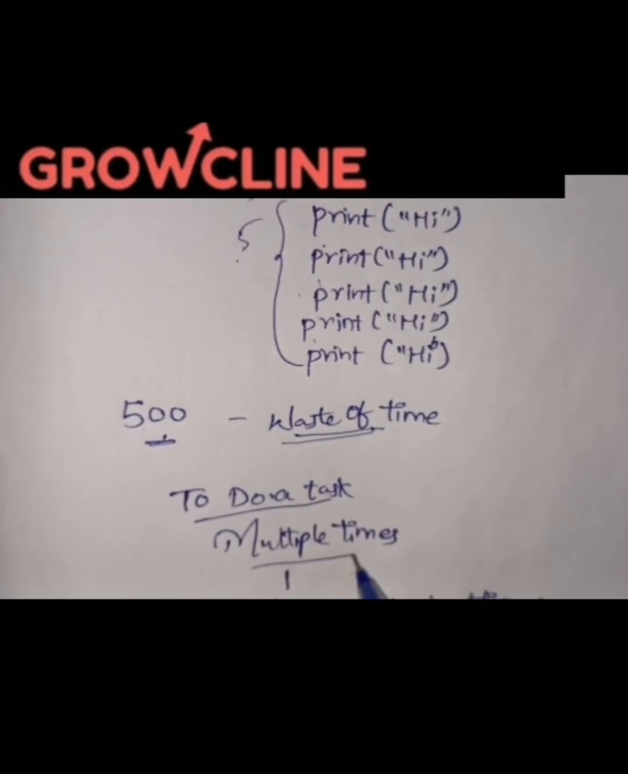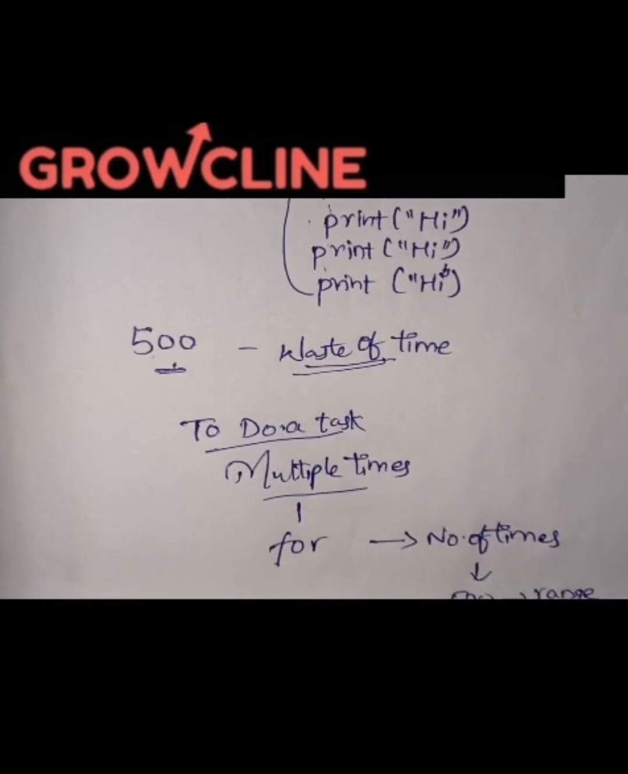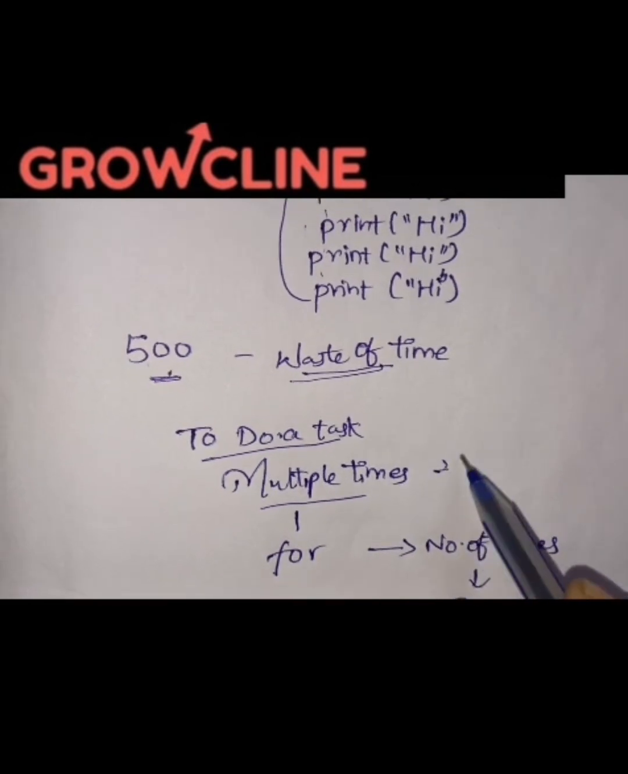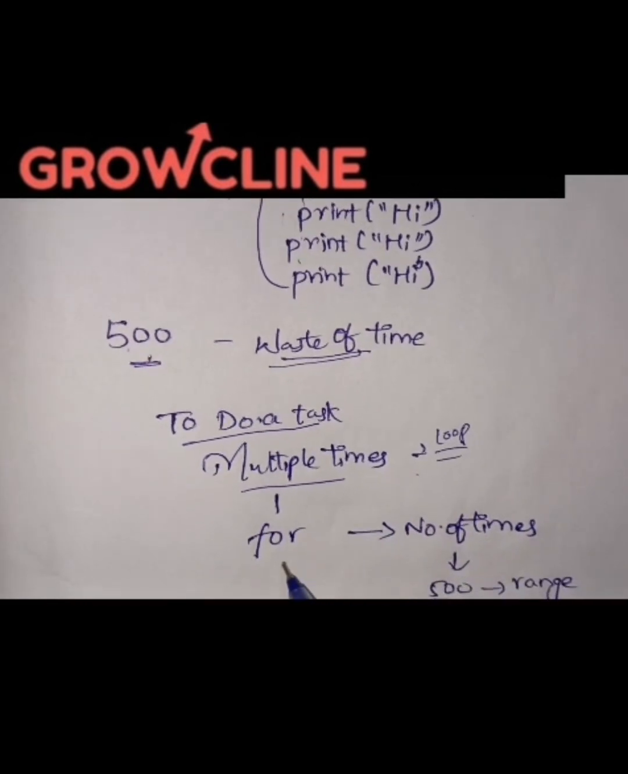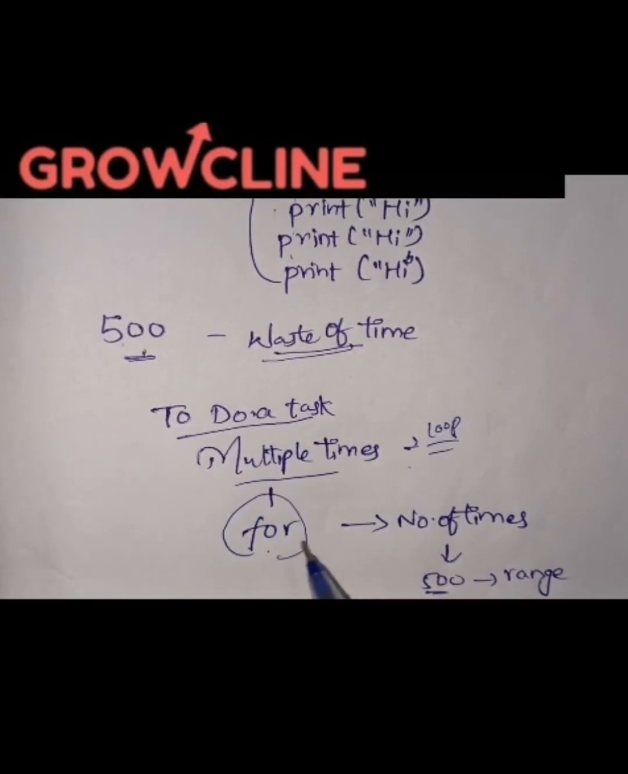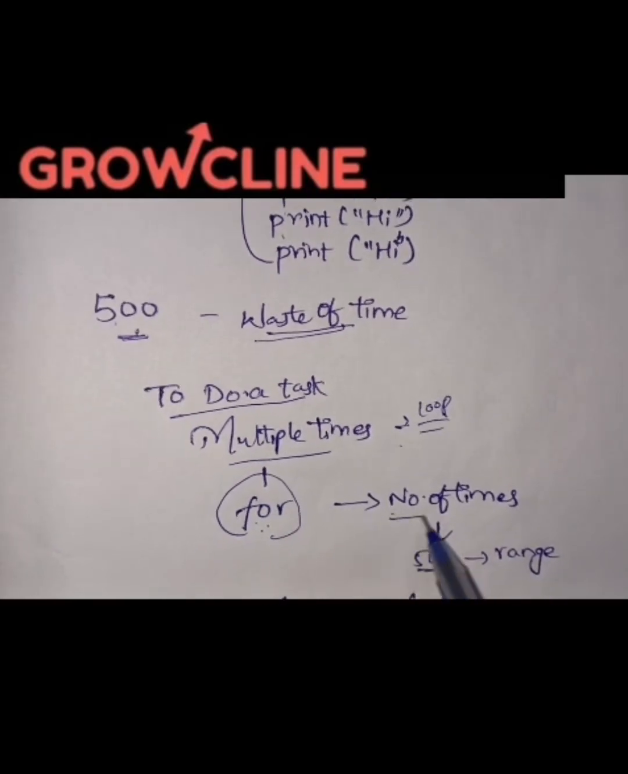Remember, whenever we want to do a task for multiple times, we have to use looping statements. There are totally two looping statements. Let us discuss the first looping statement, which is for. Using for loop, we can do a task any number of times.